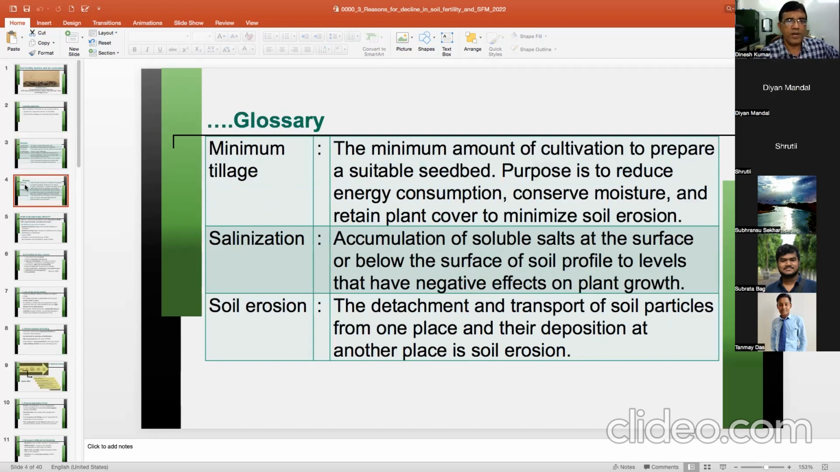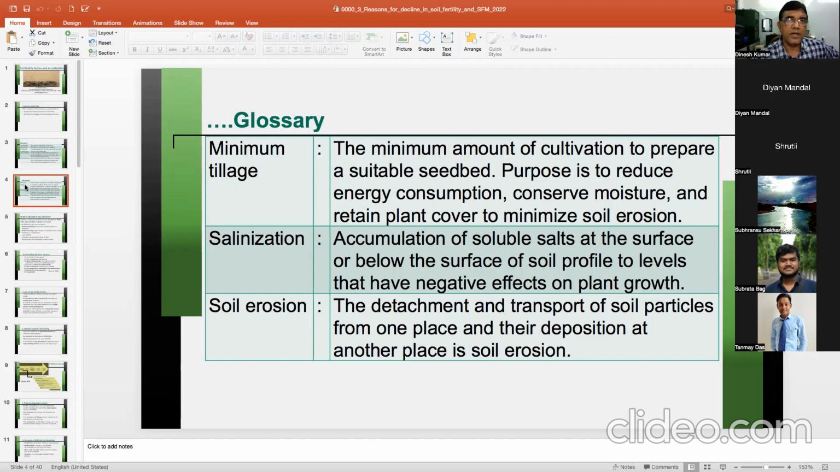Then some more words. Minimum tillage is the minimum amount of cultivation. Tillage is almost synonymous to cultivation, to plow the land normally. So it is the minimum amount of cultivation to prepare a suitable seed bed. The purpose is to reduce energy consumption, conserve moisture, and retain plant cover to minimize soil erosion. That is your minimum tillage. Salinization is the accumulation of soluble salts at the surface or below the surface of soil profile to levels that have negative effect on plant growth.